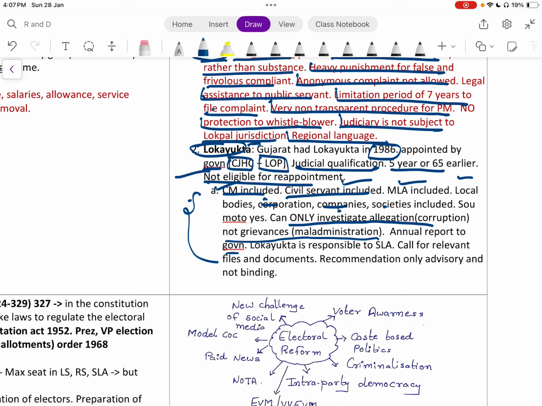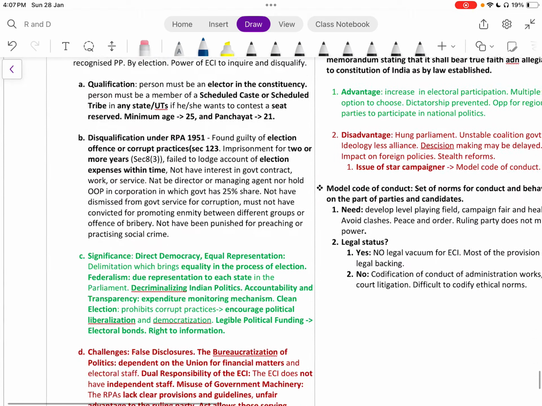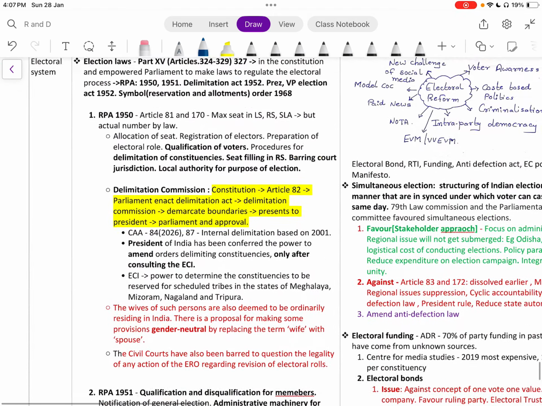Annual report to governor. Lokayukta is responsible to state legislative assembly. Calls for learned files and documents. Recommendation only advisory and not binding. Okay, so yes. Now let us see into the electoral system.